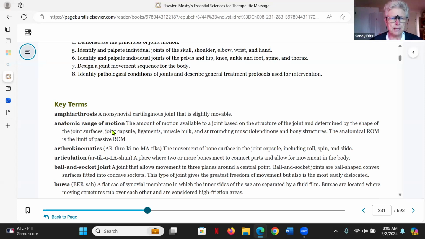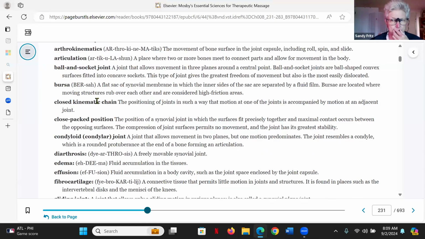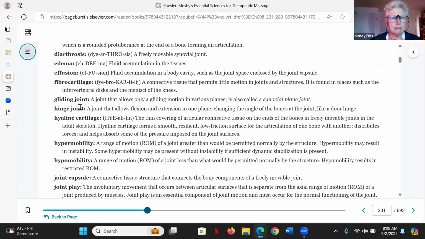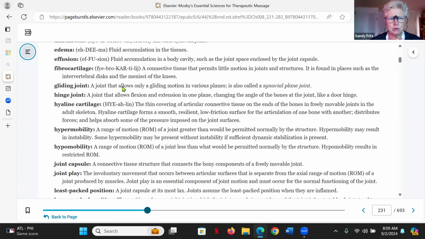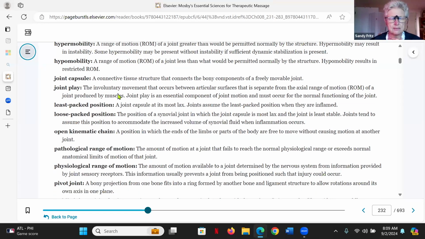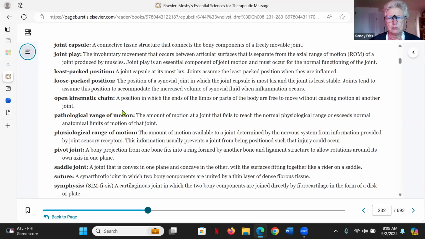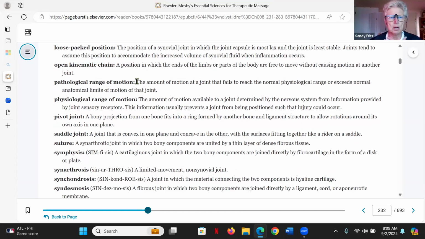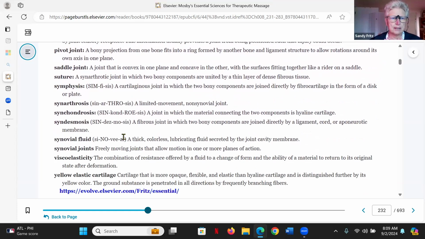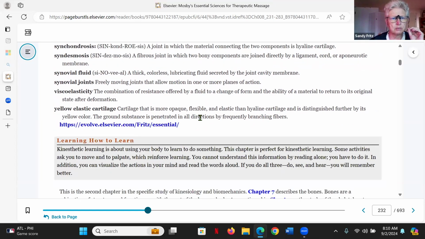Again, your key terms, pay particular attention to the key terms in this chapter. They are very likely to show up on the MBLEX exam, and they're common terminology in manual medicine, massage therapy, chiropractic, orthopedics. This is a language that you need to have, speaking more fluently with this language.